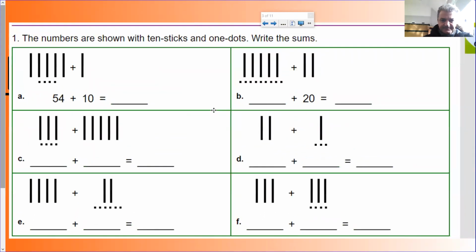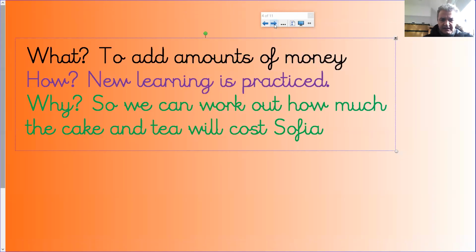So there it is. Let's go on to our slides of today. What we're looking at today is adding amounts of money. New learning is practice, so we can work out how much the cake and tea will cost Sophia. If I go into a shop, it's important that I can add money, so I'm making sure that the person serving me is charging me the correct amount. It's really important to be able to add money.